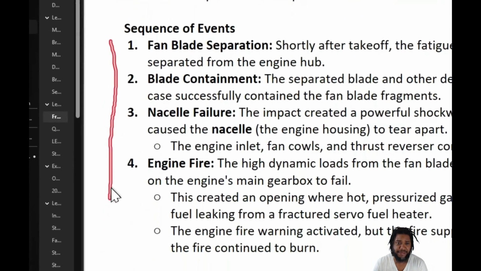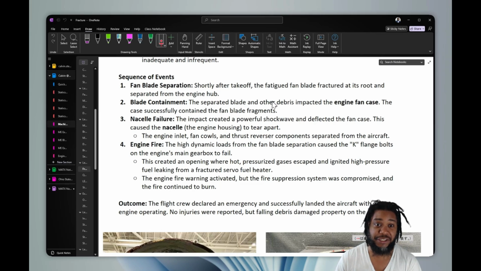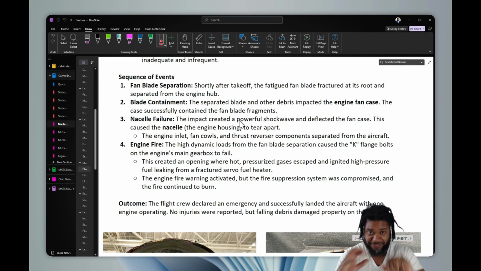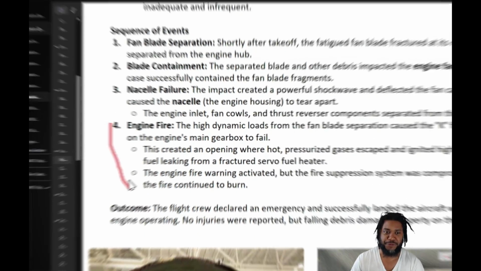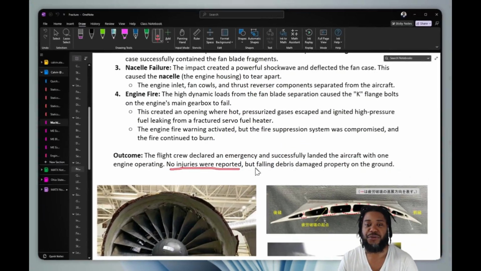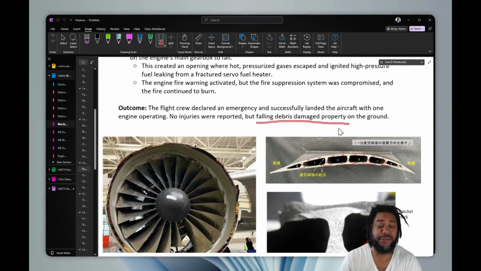So this is what happened during the flight. The fan blade, shortly after takeoff, separated. It fractured at its root. The separated blade and other debris impacted the engine fan casing, and was contained by the casing of the engine. But the nacelle failed. The engine's housing failed and tore apart, and then the engine caught fire. Right, and so the flight crew declared an emergency and were able to successfully land. Luckily, no one was injured during this flight, but falling debris did damage some property on the ground.